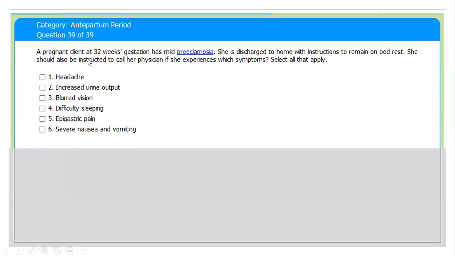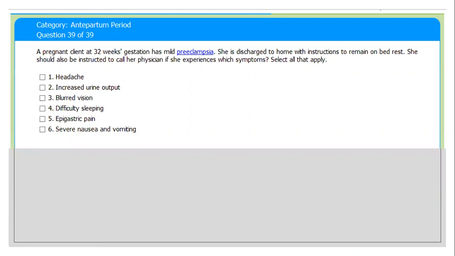The first question here: a pregnant client, 32 weeks gestation, who has mild preeclampsia, is discharged to the home with instruction to remain on bed rest. She should also be instructed to call her physician if she experiences which sign or symptom. Select all that apply.